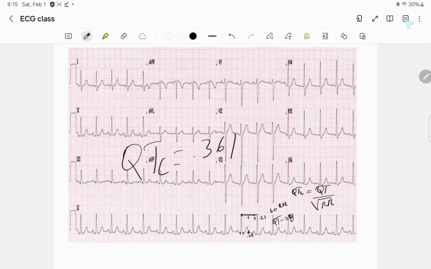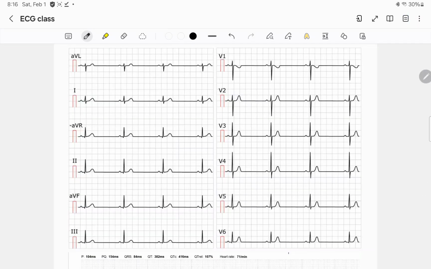So interestingly enough, the QT looked like it could be prolonged when using the shortcut method in this patient who's tachycardic. But when we calculated the corrected QT, we realized that it's actually within the normal range, if not a little bit short. Okay, so this next ECG, the rate is 1, 2, 3, 4, 5, 6, 7, 8. 8 times 6 is 48.